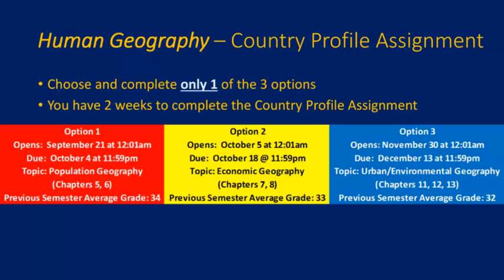Option 2. Option 2 will be opening October 5th at 12:01 a.m. and then close October 18th at 11:59 p.m. So once again, two weeks. Economic geography will be the topic, which will cover chapters 7 and 8. The previous average grade was a 33. This is the one that's probably completed the least. Why? Economics freaks people out.